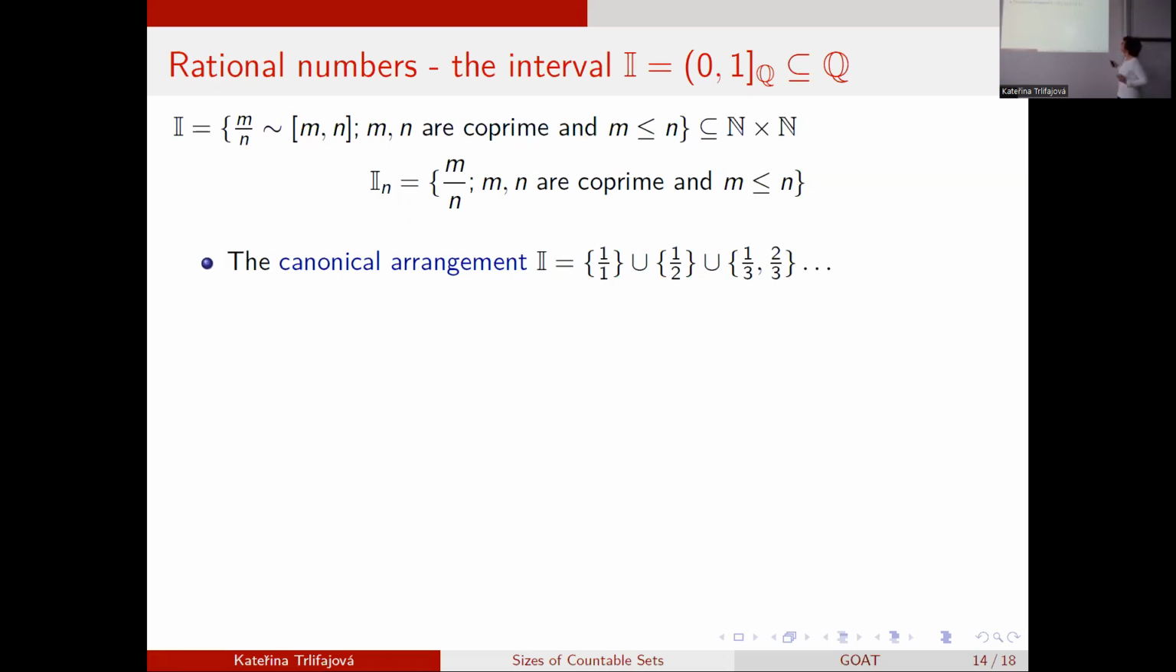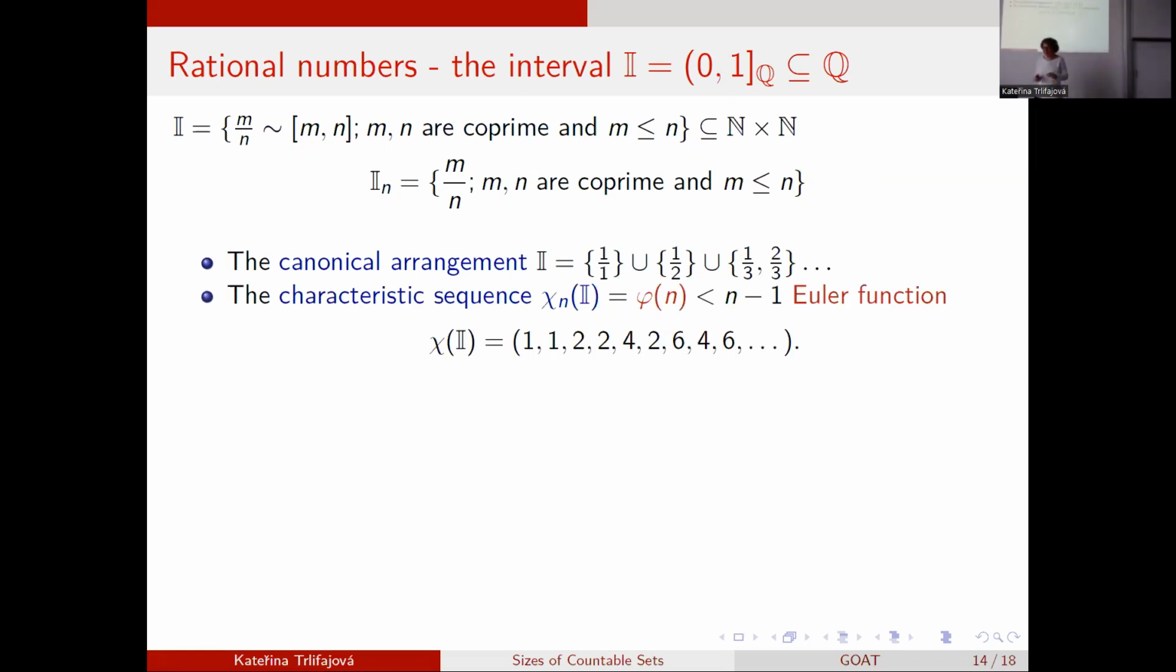If you remember the arrangement of the Cartesian product, it says that, for instance, in the third component are all these numbers such that at most one of them is equal to 3. And the characteristic sequence looks like this. In fact, it is 1 because here is only 1. Here are 2 fractions. Again, here would be 2, etc.